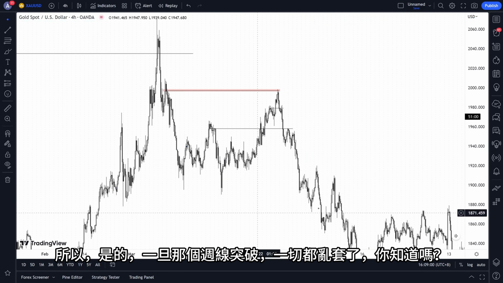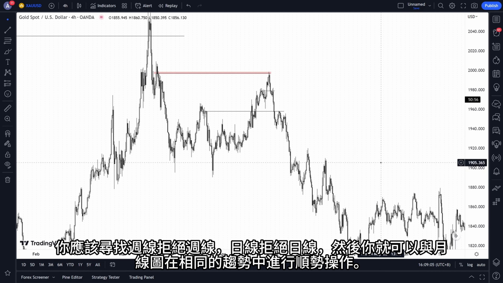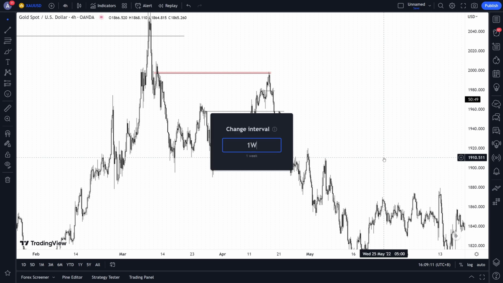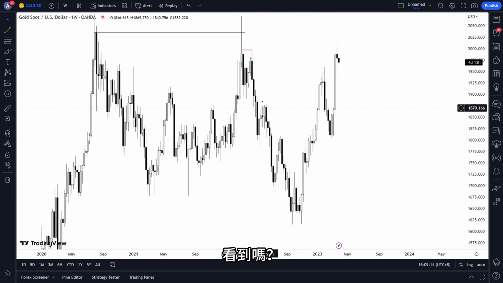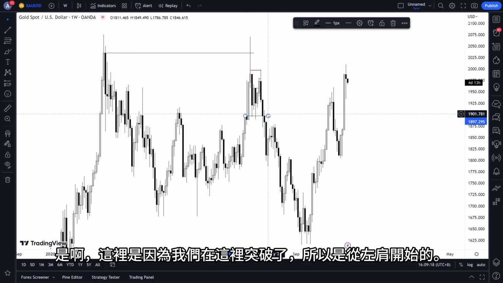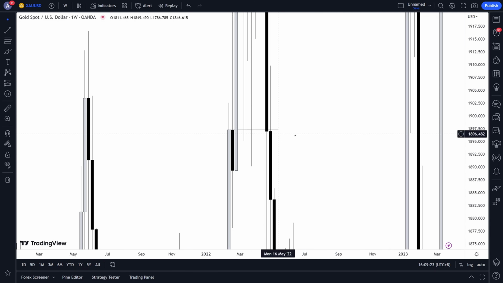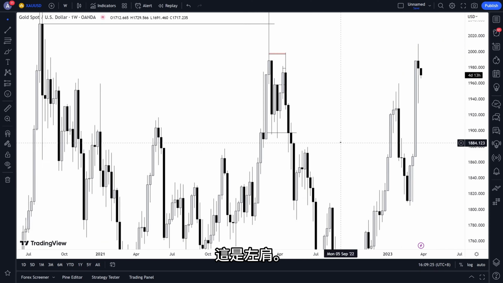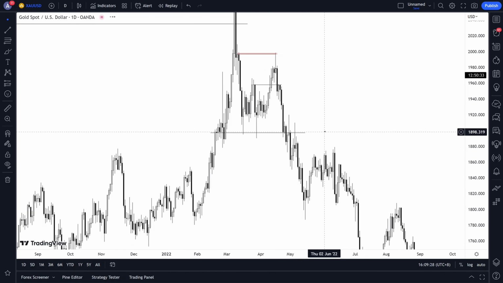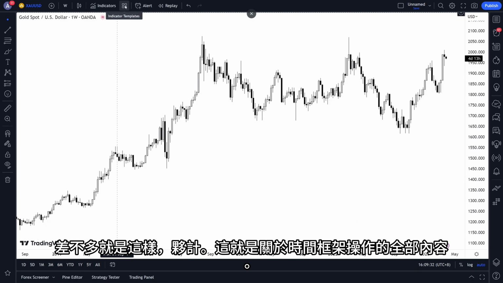So yeah, once that weekly breaks, all hell breaks loose. You know, you should be looking for weekly reject weeklies, daily reject dailies, and then you can write that out in the same trend with the monthly. You see, and yeah, over here was from the left shoulder, because we broke right here. See, we broke. This was the left shoulder. Go to the daily. See from in here. That's about it, man. That's the entire thing about the operation of time frames.